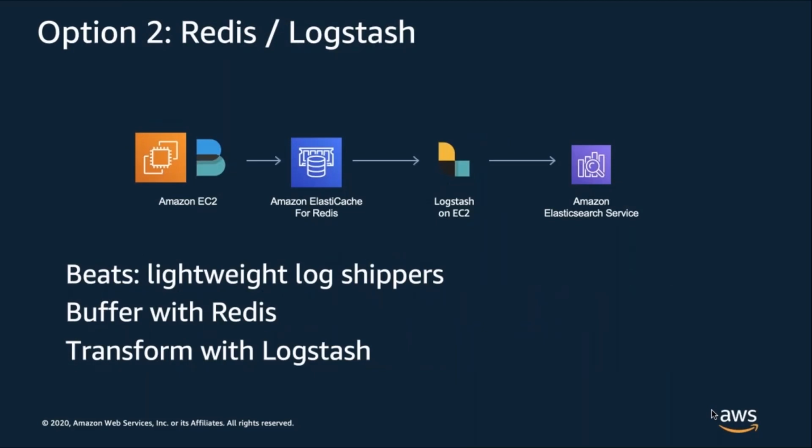Another option is the Redis and Logstash option. Logstash actually is quite rich in terms of the connectors that it provides. It can connect to many different technologies, including Redis, including Kinesis data streams, including all kinds of backends, Kafka as well. So Logstash makes it easy for me to connect to Redis. I can use Elastic Beats to pick up log files from EC2, push them into Redis. Here I'm using Redis more as a buffer than a cache, and then Logstash can pull them from there and push to Elasticsearch Service.